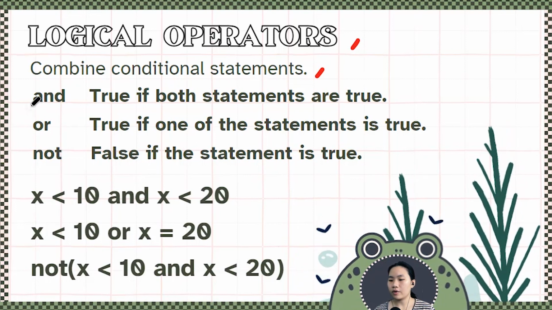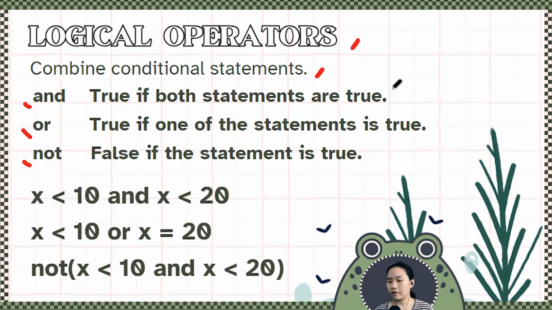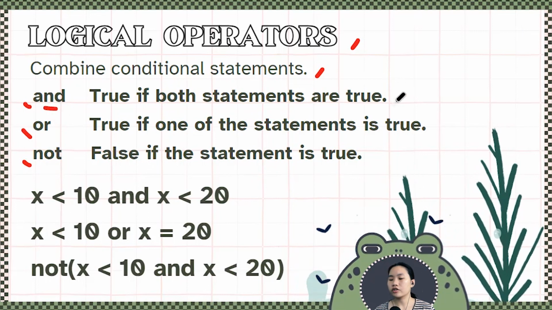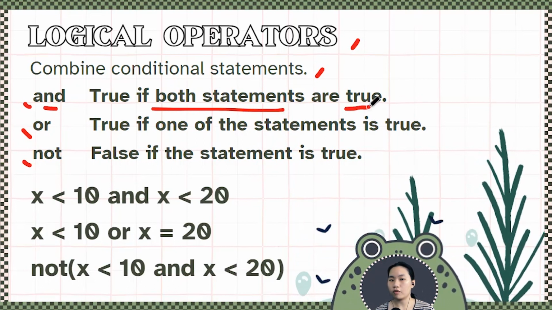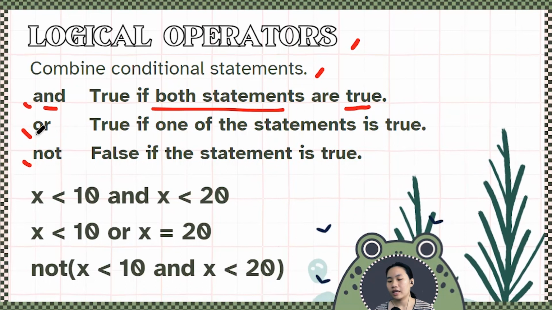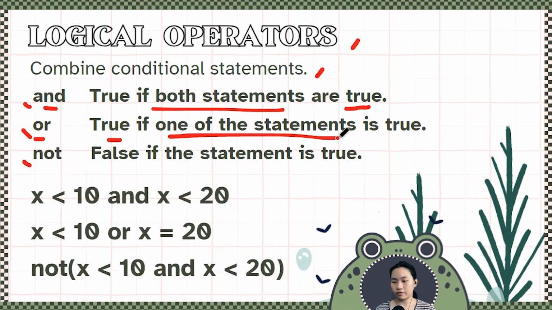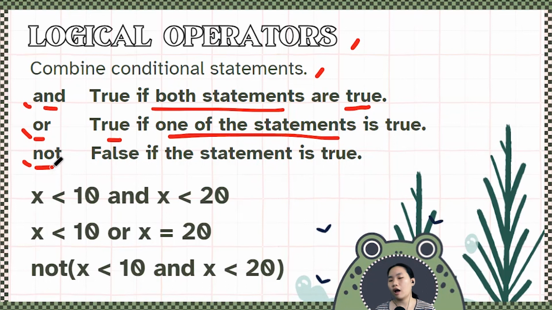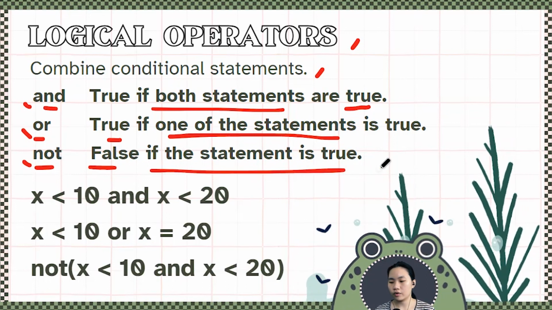So subsequently, you have and, or, and not. Let's go through each one of them. And will return true if both statements, or both conditional statements, are true. So both must be true. Next up is or. It will return true if one of the statements is true. And not is the complete opposite. It will return false if the statement is true, okay?